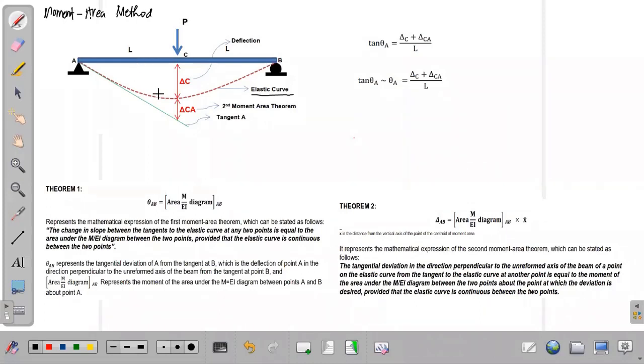So in moment area method, it is important for us to draw our elastic curve, since the moment area method relates the elastic curve in the tangent at points as well as the deflection, with respect, of course, to the length of our distance between the points. Okay?